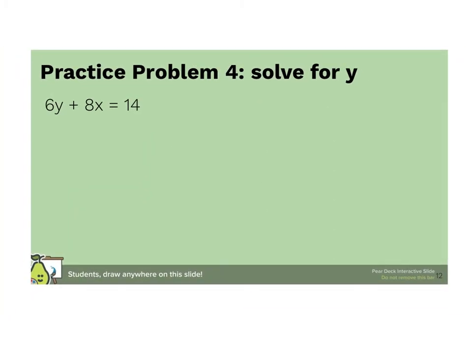Last practice, number 4. I'm going to separate my sides. I'm going to circle y and its coefficient. And now I'm going to get rid of this 8x by doing the opposite.